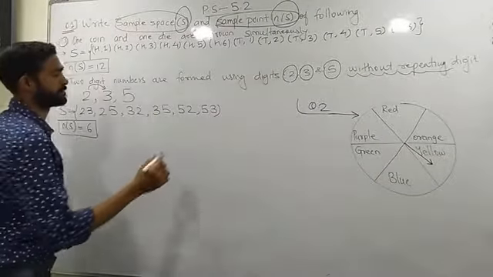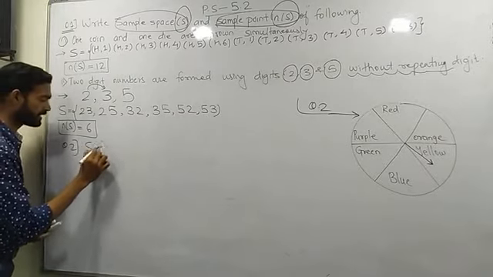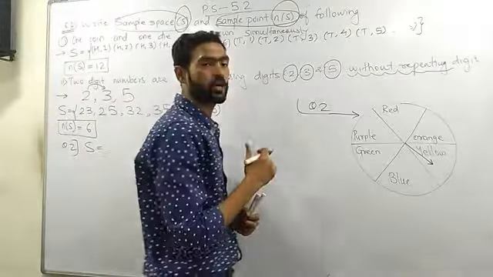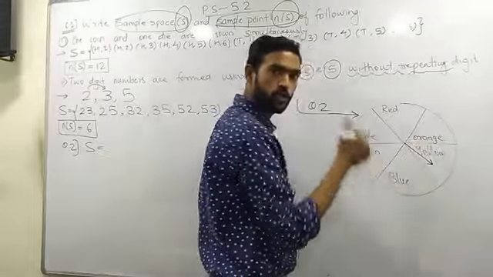So we'll write here. Question number 2, first I'll write the sample space. What is the sample space? All the options. So let us count all the options. Where can it stop? It can stop with yellow. So yellow is one option.